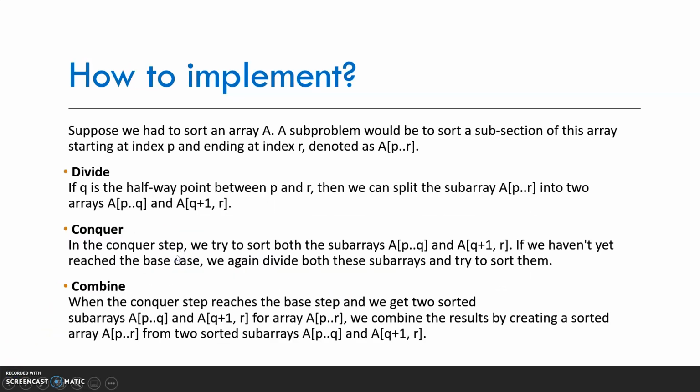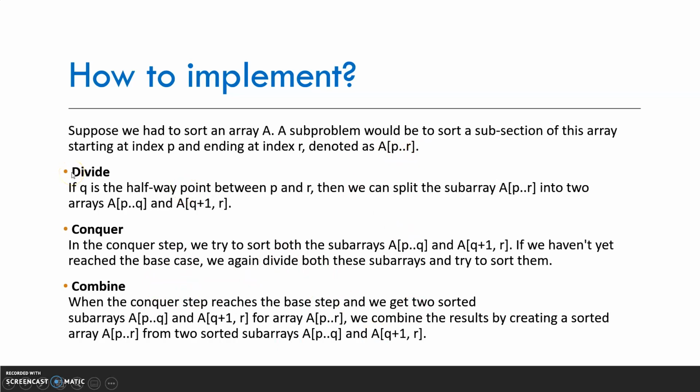Now let's see how we can implement it programmatically. So to implement using a program, we just need to follow these steps. Suppose we had to sort an array A. So a subproblem would be to sort a subsection of this array starting at index, suppose P, and ending at index R. Let's say we can denote it by A from P to R.